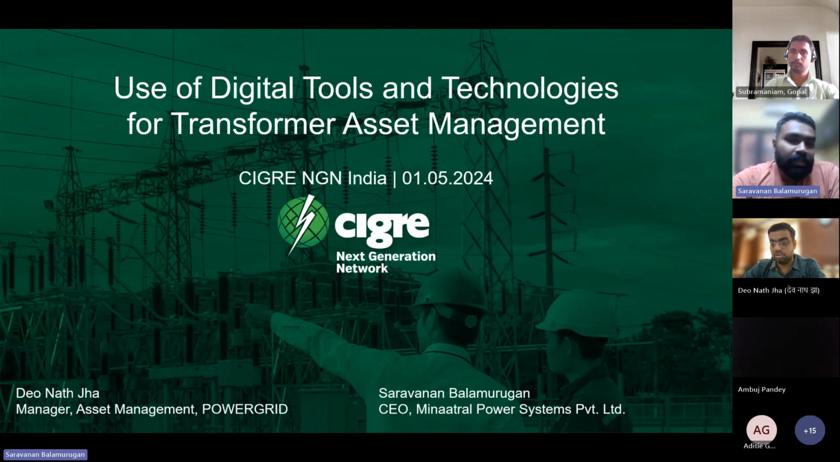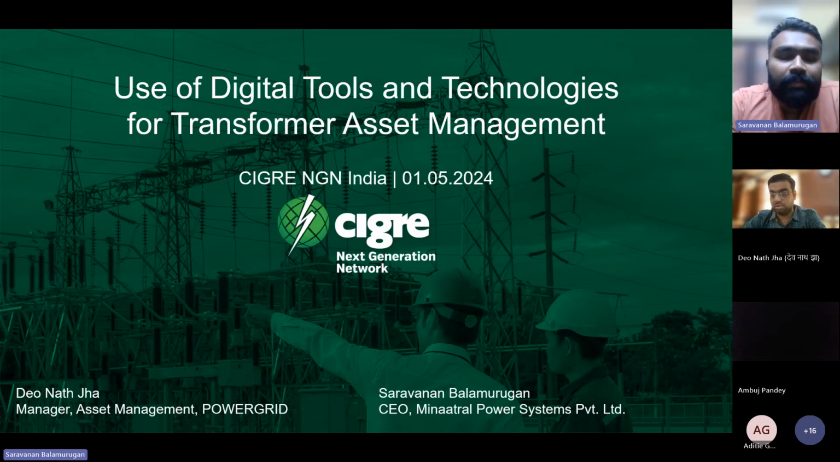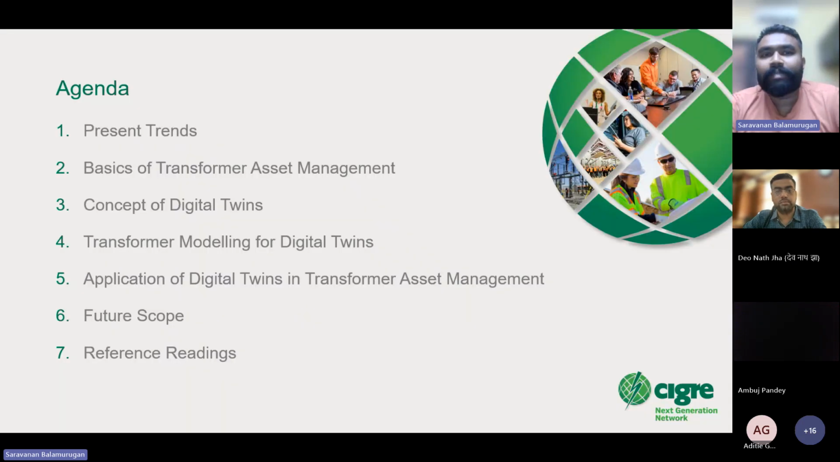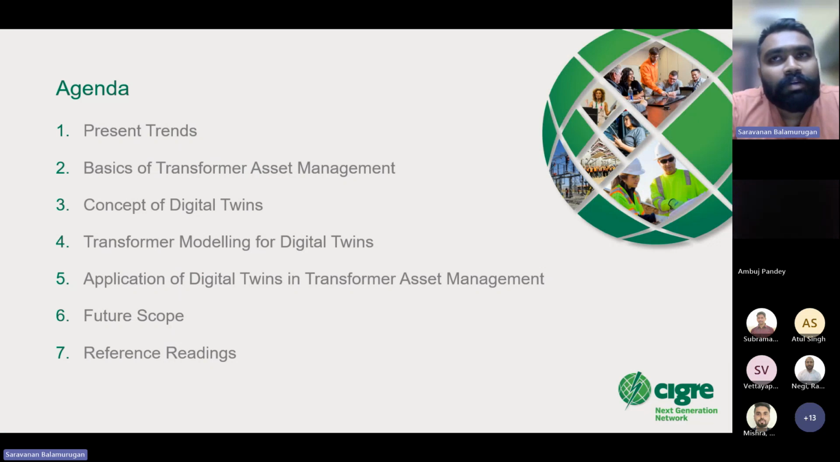Today, like Gopal already introduced the topic, we'll be discussing the use of digital tools and technologies for transformer asset management. I wanted to start off with talking about the present trends in the transformer industry. What are the recent updates? How is the market? We'll be moving on towards the basics of transformer asset management, so that we are all on common ground when we discuss asset management.